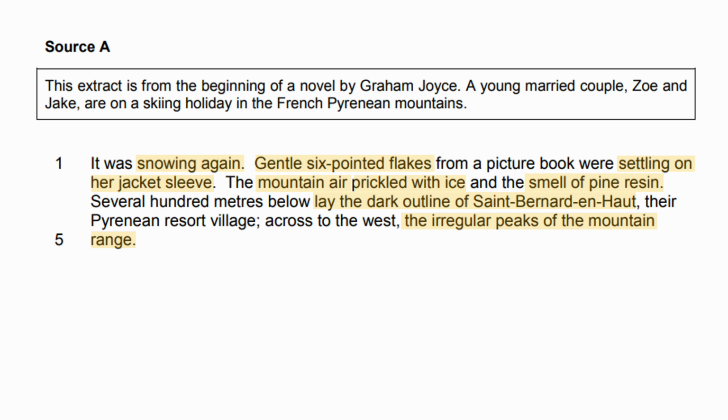So I might go, for example, for around Zoe was the smell of pine resin. Around Zoe it was snowing. Around Zoe the air prickled with ice. Around Zoe, there were the irregular peaks of a mountain range. We could even go simpler. We could say it's snowing, there is a mountain, there is a smell of pine resin, and they are above the dark outline of the village.